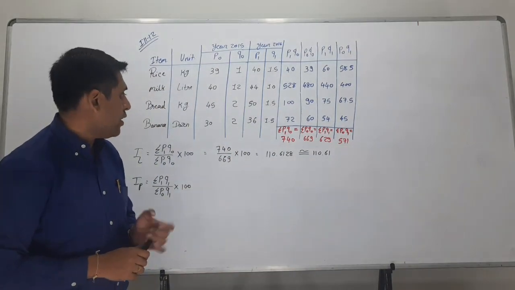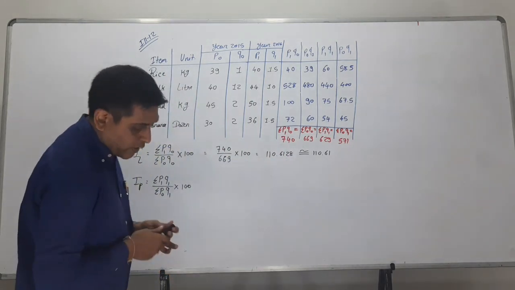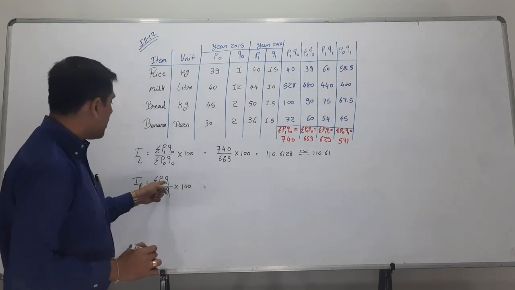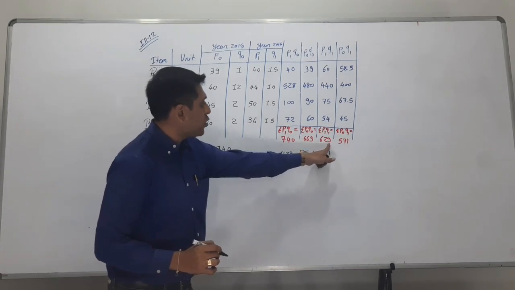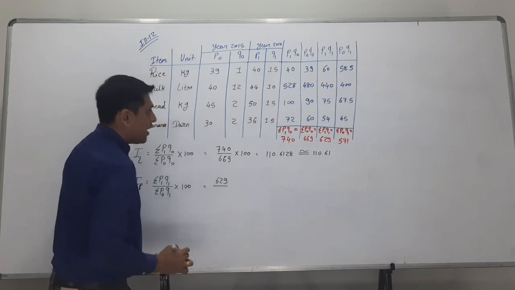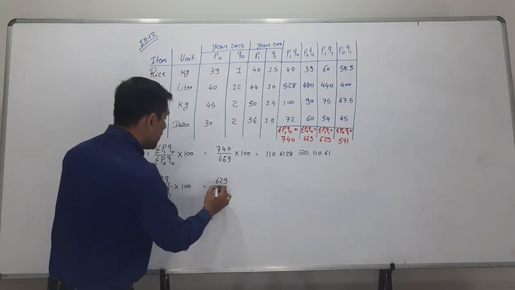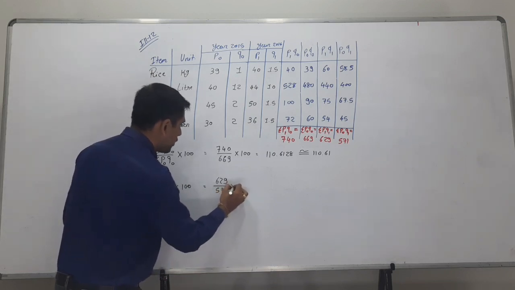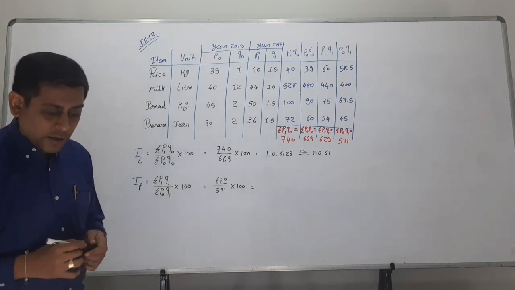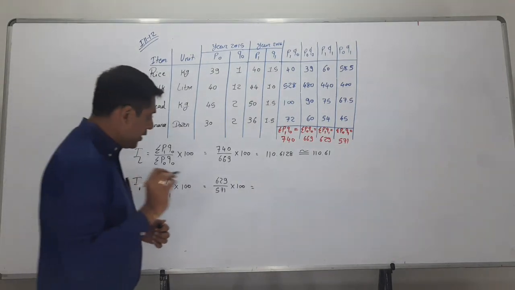See here, last year's index number is 110.61. Now the past year's index number: sigma P1 Q0. What is sigma P1 Q0? 629. Then what is sigma P0 Q1? That is 571, into 100. So multiply and divide in your calculator. The answer is 110.1576.